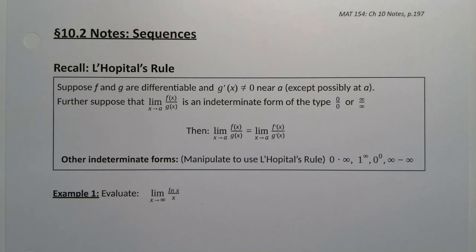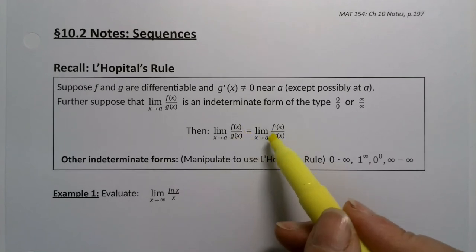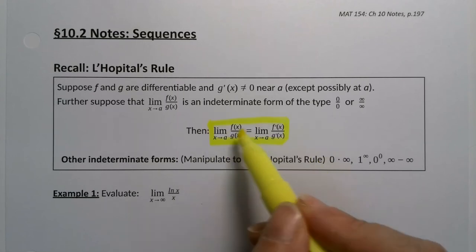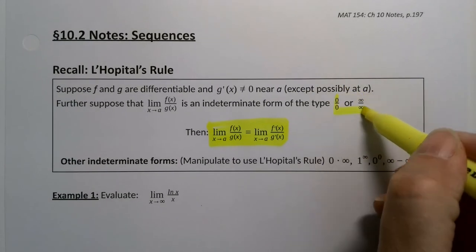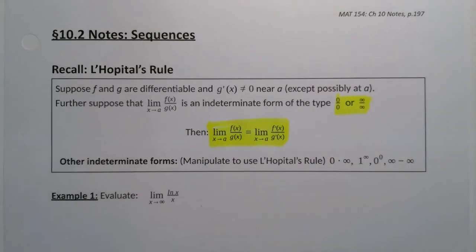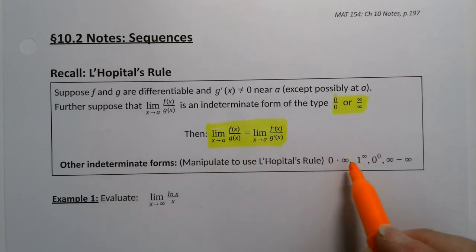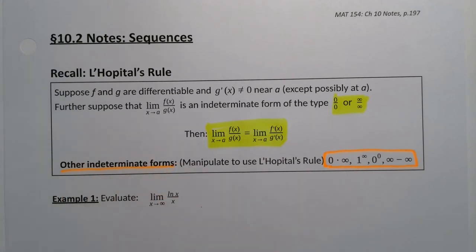But it's just a reminder that if you have a limit as x goes to a of f of x over g of x, that's equal to the limit as x goes to a of f prime of x over g prime of x, provided that the indeterminate form f of x over g of x is in 0 over 0 or infinity over infinity form. Remember, there are other indeterminate forms, but those require manipulation in order to be able to work with them. Right? Those 5 indeterminate forms.